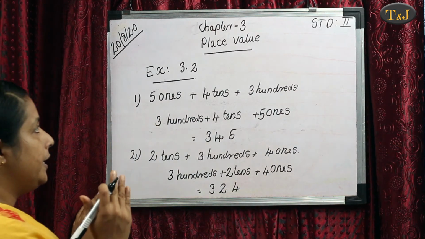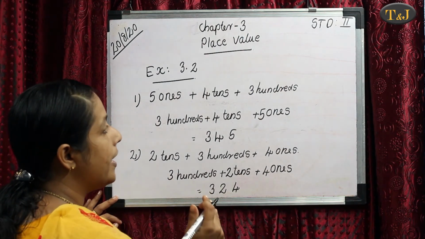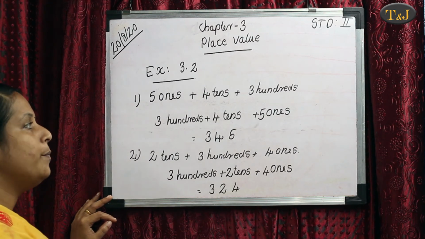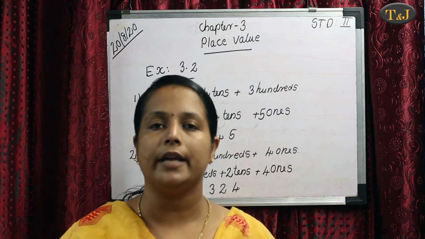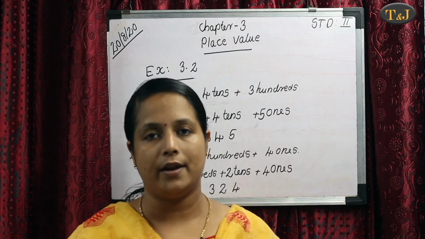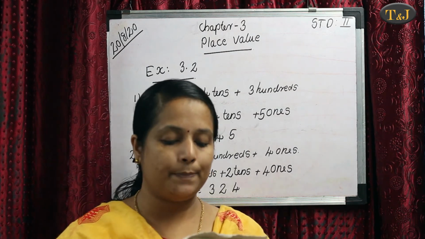Okay. In that problem, be very careful. To be very careful, we are arranging the correct positions of places. That is ones, tens, hundreds. First we are arranging those places. Then after that we write the values. Okay. Then our second section is write the expanded form.